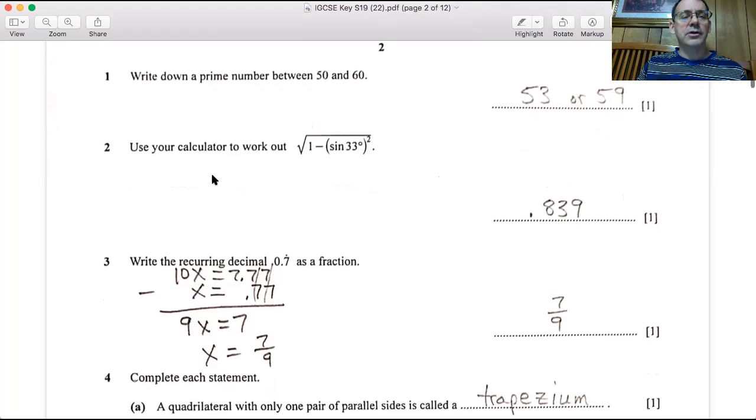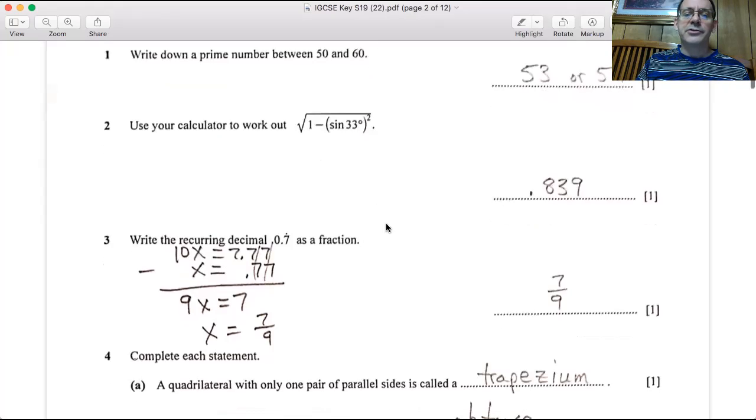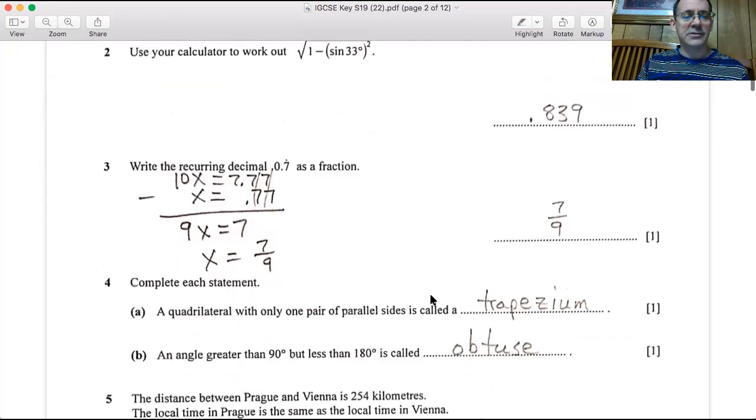Number 2, use your calculator to work out this problem. Notice it's a trig function in degrees, so make sure your calculator is set to the degree mode. And you have the square root, which goes over the whole thing. And then on the inside, 1 minus sine 33 degrees squared. So make sure that you're careful how you enter that into your calculator, and you should get 0.839 to 3 significant figures.